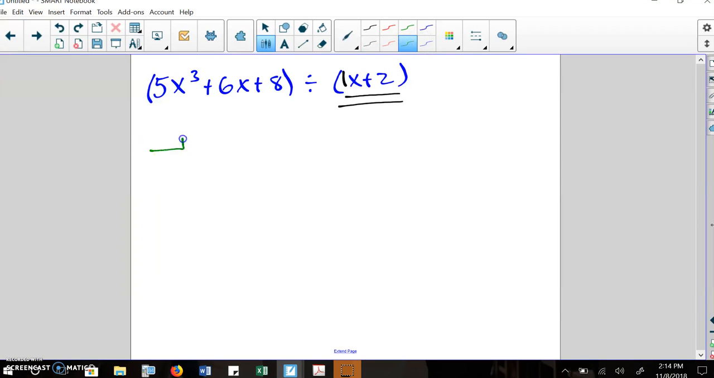First thing we're going to do, put our little box, flip the sign on this. If this was an x plus 2 set equal to 0, when I solve for x, I would get x equals -2. So I'm putting a -2 in the box.